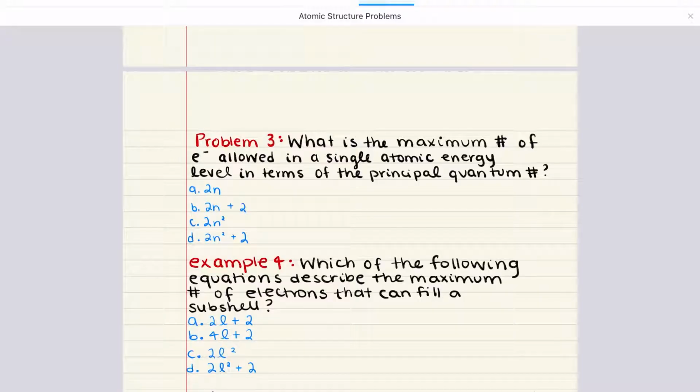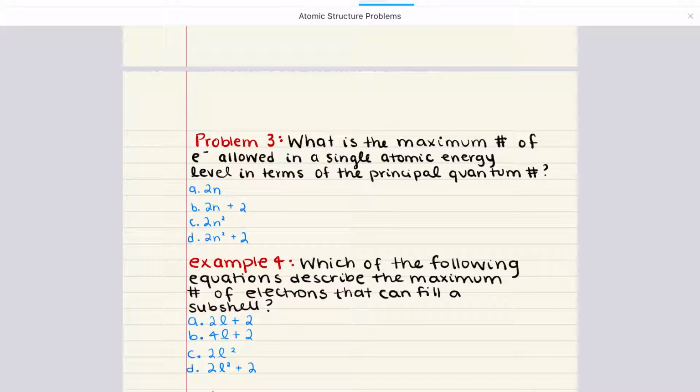Problem 3 reads, what is the maximum number of electrons allowed in a single atomic energy level in terms of the principal quantum number? So for this problem, we had discussed in lecture what the answer would be. We said that for any value of n, there will be a maximum of 2n squared electrons. That is 2 per orbital. But let's say that's a piece of information you forget in the middle of the exam, right? How can we work through the information we know about quantum numbers to reach that relationship anyway? So that's what we want to cover in solving this problem.